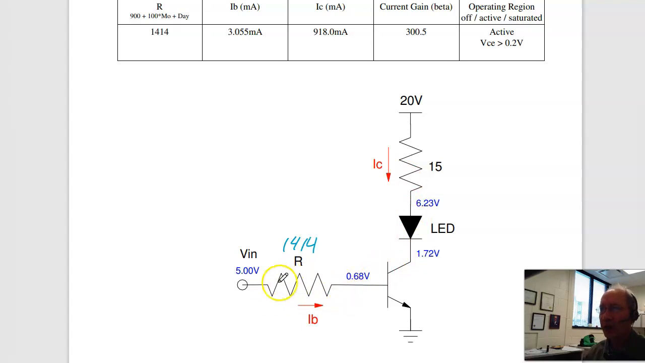Well, IB is just 5 minus 0.68 over R, 3.05 milliamps. IC is 20 minus 6.23 over 15, 918 milliamps. The ratio is the gain. This transistor apparently has a gain of 300.5, and I'm in the active region. I know that because VCE, right here, is bigger than 0.2 volts, so I know it's active.